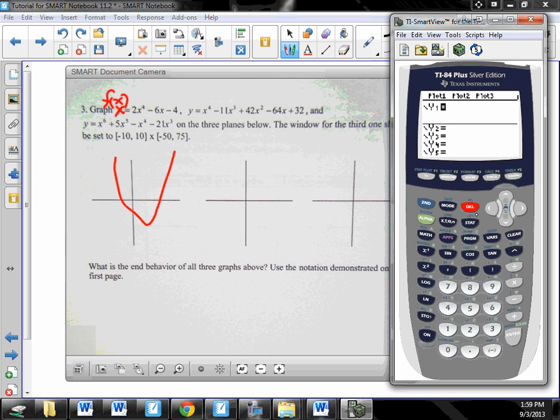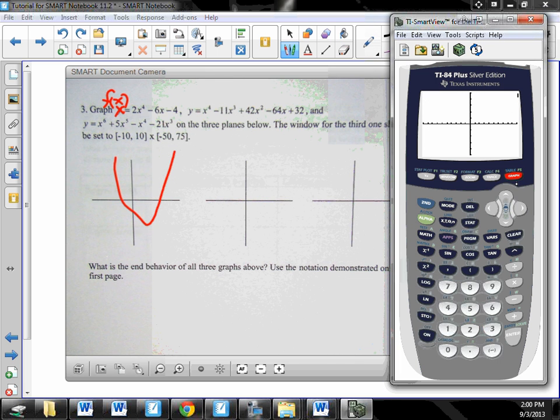So for the next one, x to the fourth minus 11x to the third plus 42x squared minus 64x plus 32. Okay. So we have this W shape.